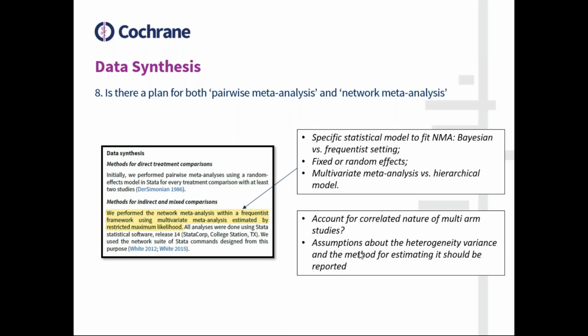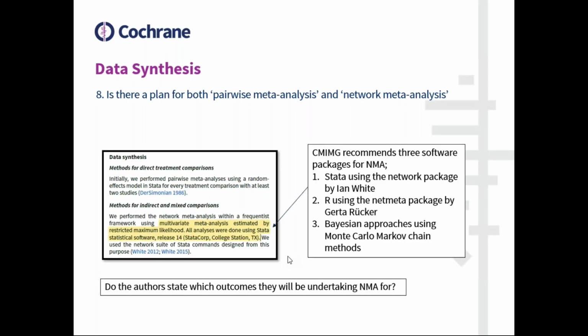It's also important that assumptions about the heterogeneity, variance, and the method for estimating it should be reported as well. The Comparing Multiple Interventions Methods Group recommends 3 software packages for network meta-analysis: Stata, R, and Bayesian approaches using WinBUGS, for example. If a Bayesian framework is to be used, there are additional technical details that are needed, such as which prior distributions will be used, and the convergence of Markov chain Monte Carlo approaches should also be described.